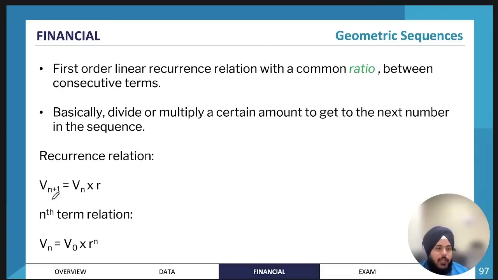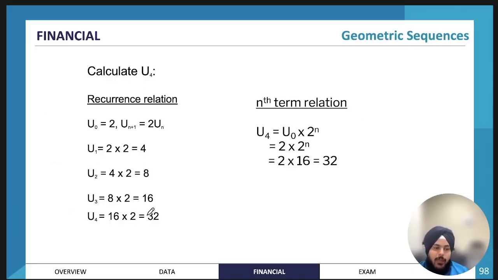So for a recurrence relation, the rule will look something like this. Again, we'll have an initial value, but we can determine a particular value by using the previous value and multiplying by r. Whereas for the nth term relationship, we can determine a particular value by using the initial condition, multiplying by whatever the common ratio is to the power of what you're trying to determine. So I determine the 5th value, the 6th value, the 7th value, and so on. So again, here is an example.